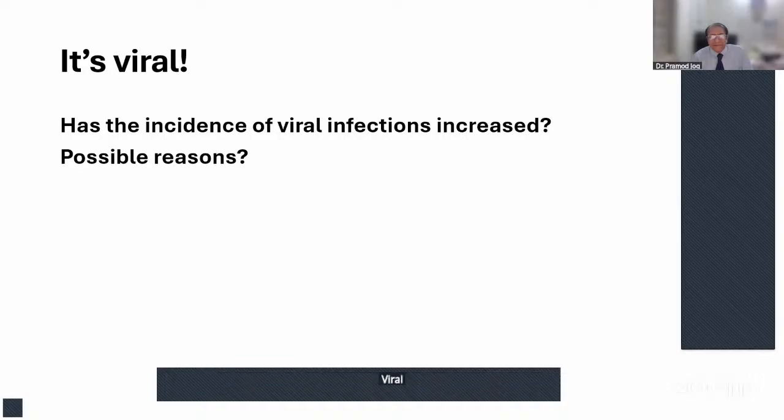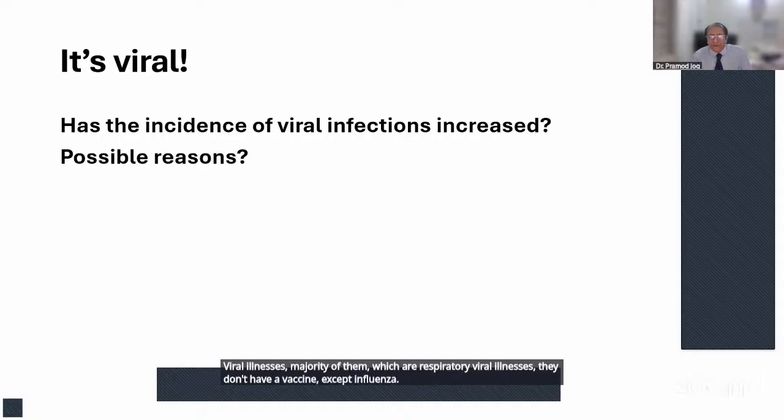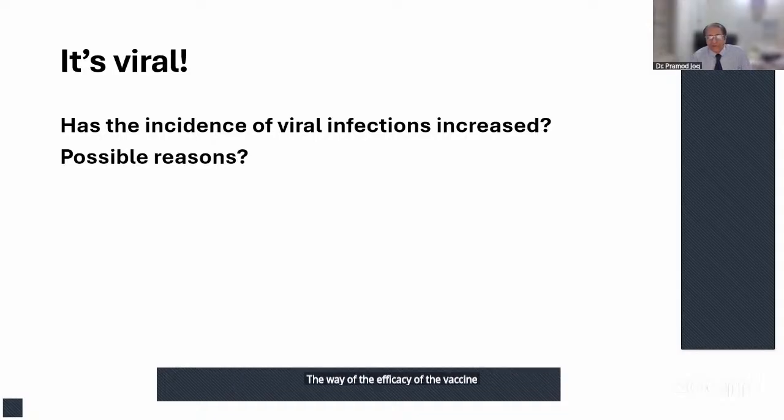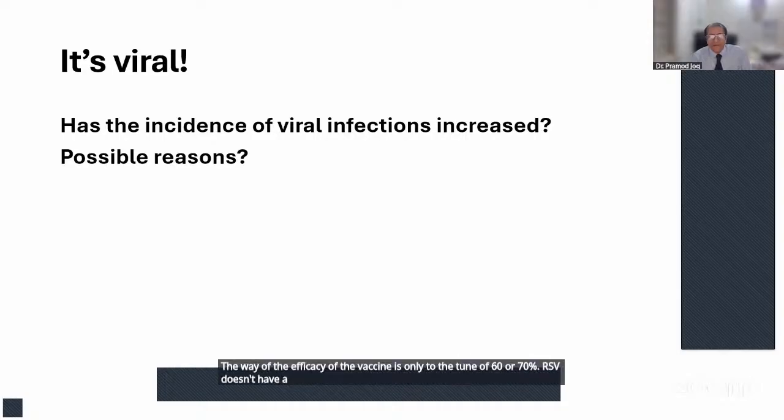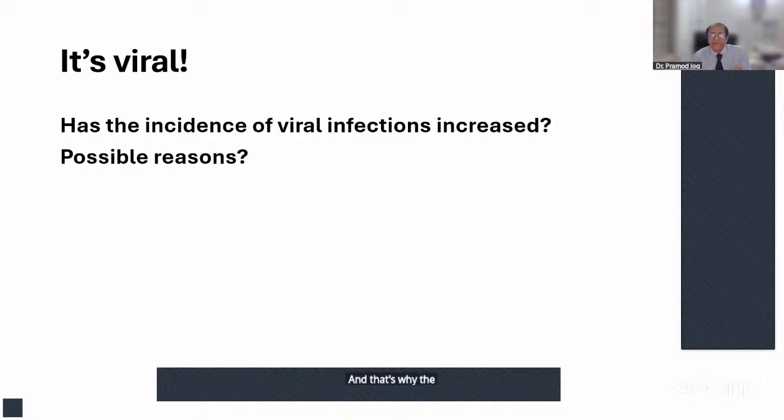Viral illnesses, the majority of which are respiratory viral illnesses, don't have a vaccine except for influenza, where the efficacy of the vaccine is only to the tune of 60 or 70%. RSV doesn't have a vaccine, and rhino, adeno, and all those respiratory viruses don't have any vaccine. And that's why the incidence of viral infections is increasing.